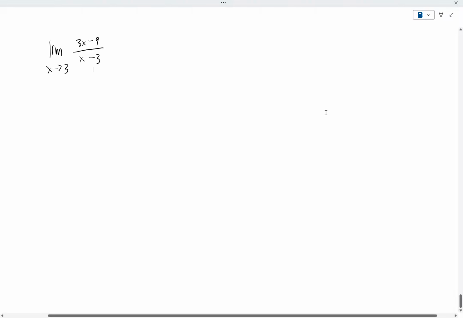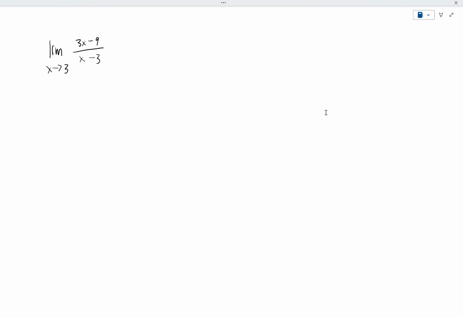In this video we're going to be solving a simple limit. So you can see the limit right here: the limit as x goes to 3 of 3x minus 9 all over x minus 3. Our goal is to solve this limit, so evaluate it.